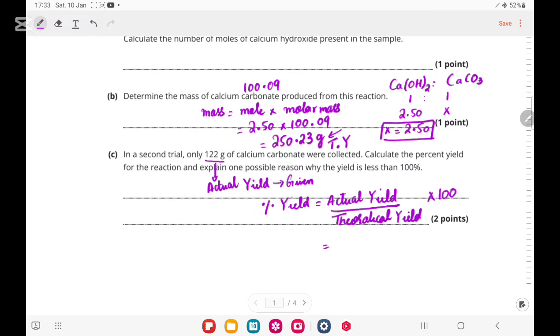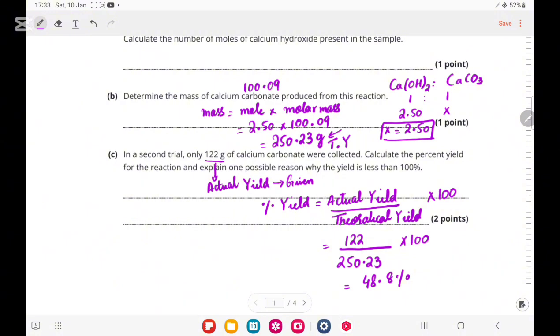So actual yield is 122. Theoretical yield is 250.23, and times 100. So the answer comes out to be 48.8%. The next part, they were saying explain one possible reason why the yield is less than 100%.